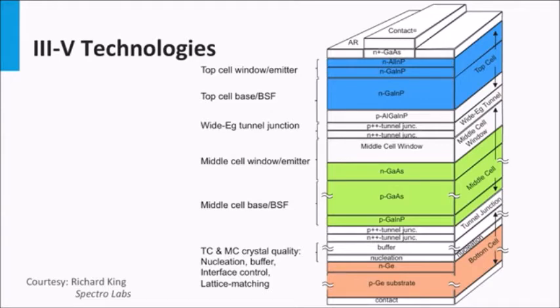Here you see an illustration of one of the typical 3-5 triple junctions. It is based on a low bandgap material, a germanium substrate wafer. Note that germanium has a bandgap of 0.67 electron volts. The middle cell is based on gallium arsenide and has a bandgap of 1.4 electron volt. The cell at the top is based on gallium indium phosphide with a bandgap in the order of 1.86 electron volt. How does a multi-junction solar cell work?